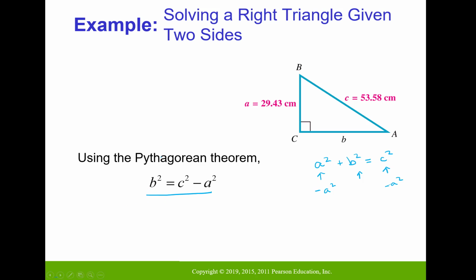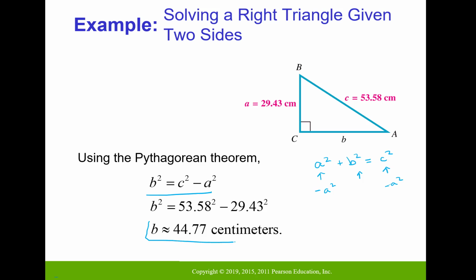Then we can plug in our values, and we just start solving and simplifying, and so we get B squared is equal to this quantity, and then just use a calculator to simplify that, and you would get that the missing side is about 44.77 centimeters. And our units of centimeters is just because that's what was given for these lengths previously.